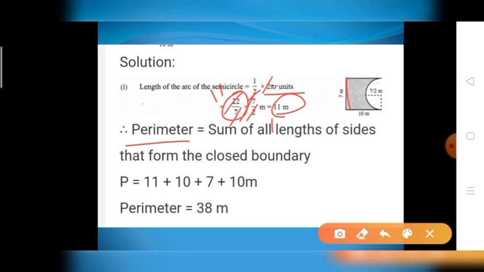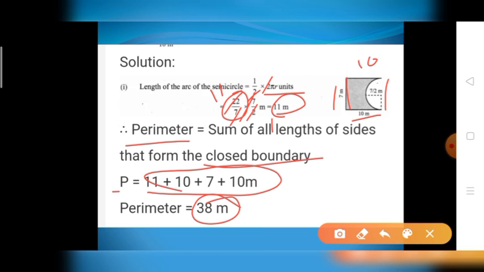Therefore perimeter is equal to the sum of all the sides, the sum of the lengths of the sides that form the closed boundary. P means perimeter. P equal to 11 plus 10 plus 7 plus 10, this side also 10. Total answer 38 meter. Then perimeter is equal to 38 meter.